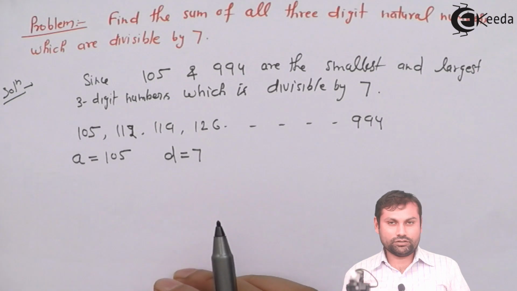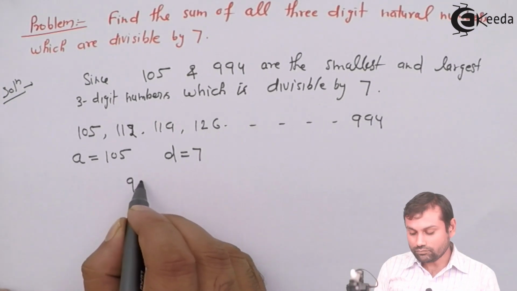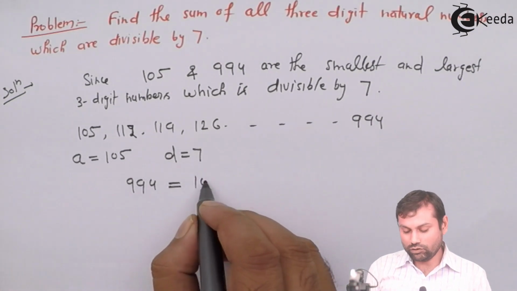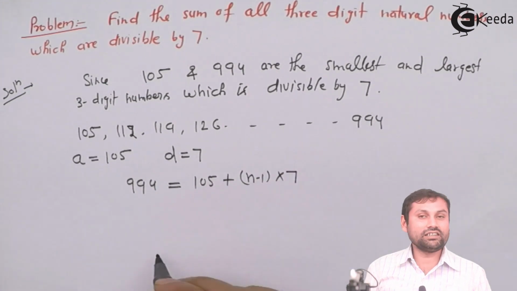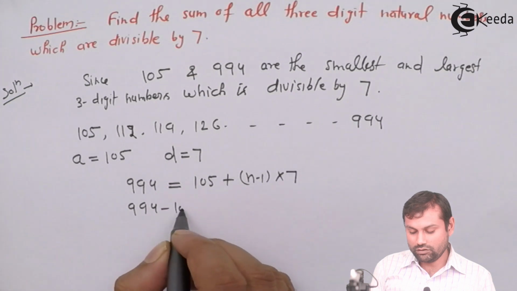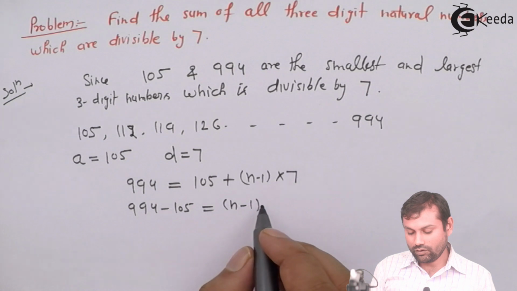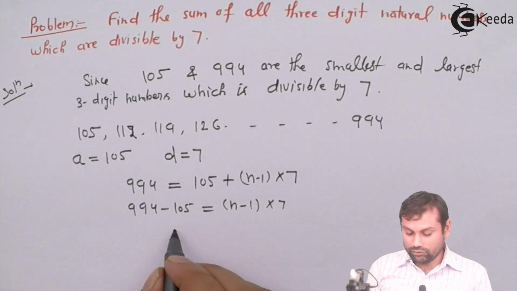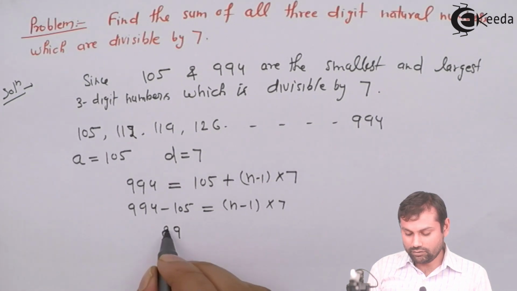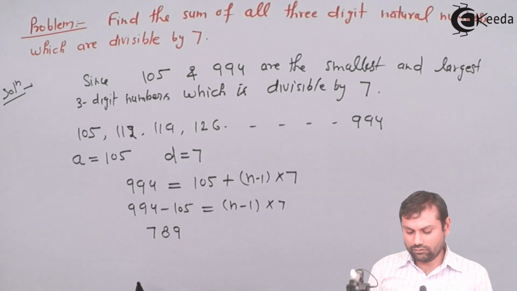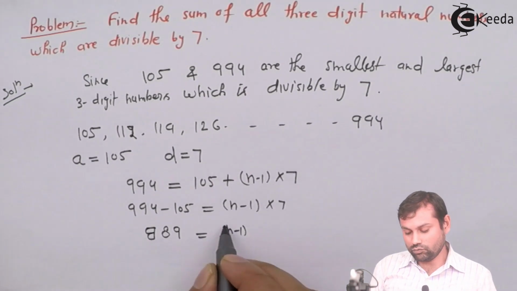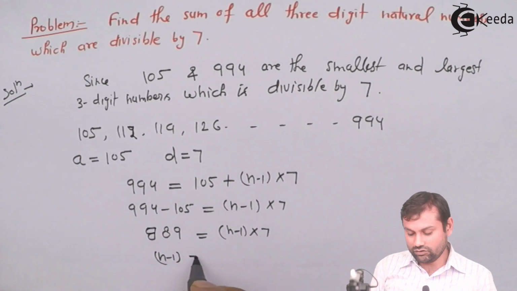Now suppose there are n numbers. So the last number is 994, and by the formula Tn equals a plus (n minus 1)d, 994 equals 105 plus (n minus 1) times 7. Now subtract: 994 minus 105 equals (n minus 1) times 7. What do you get? 889 equals (n minus 1) into 7. Now n minus 1 equals 889 upon 7.